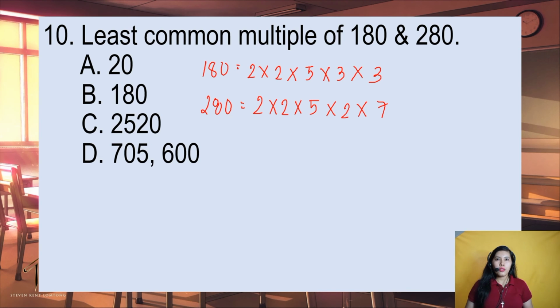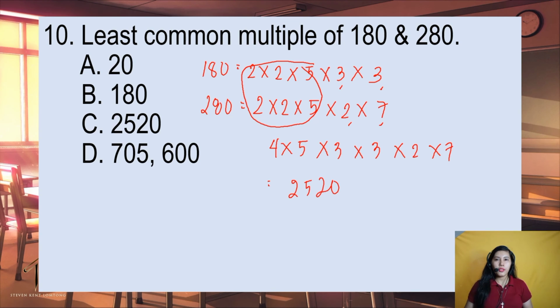Then, kunin natin yung common nila. This one is common. Let's list that: 2 times 2, that's 4, times 5, times yung mga natira natin is 3 times 3 times 2 times 7. So, 4 times 5 times 3 times 3 times 2 times 7, that is equal to 2,520. Yes, so that's our answer.